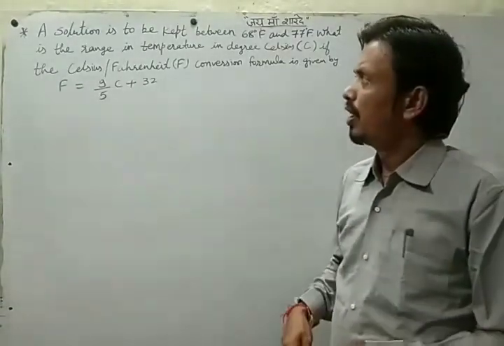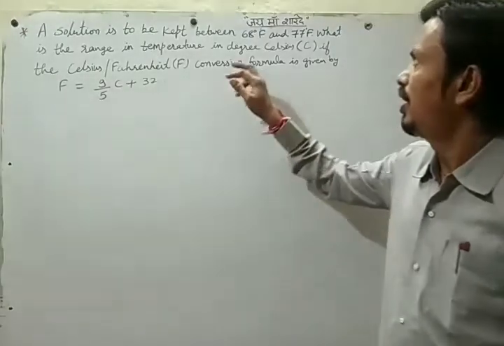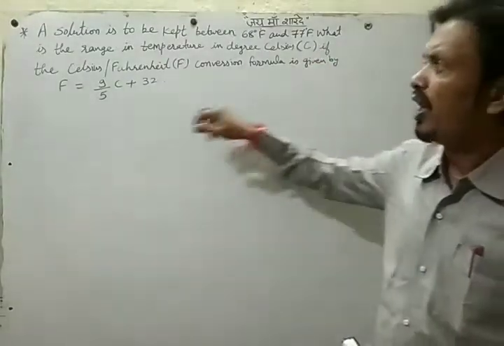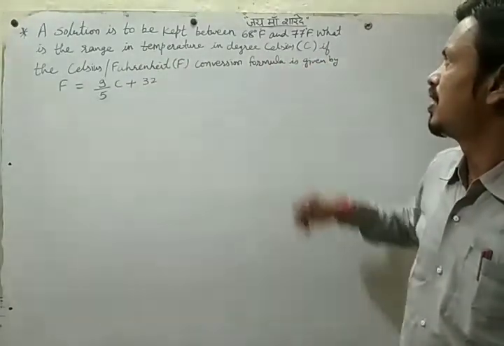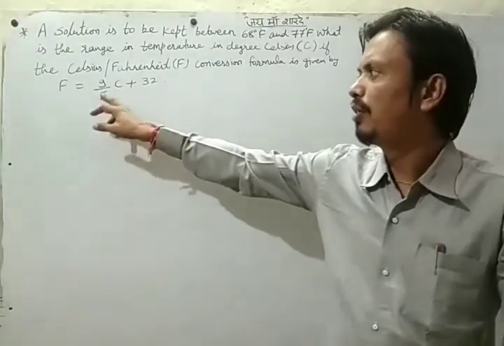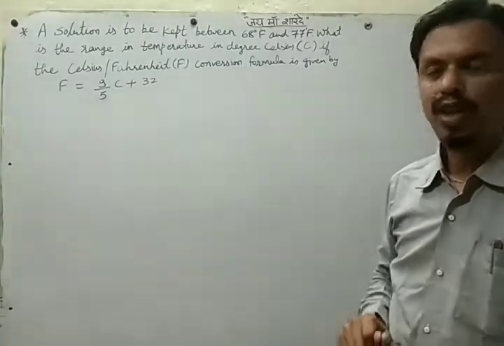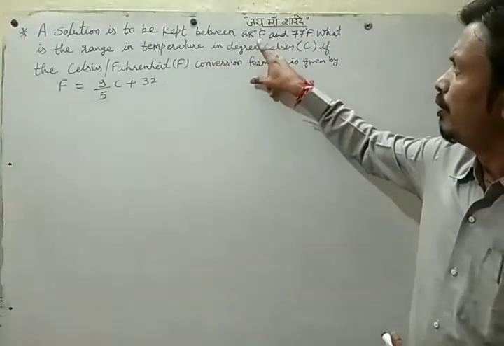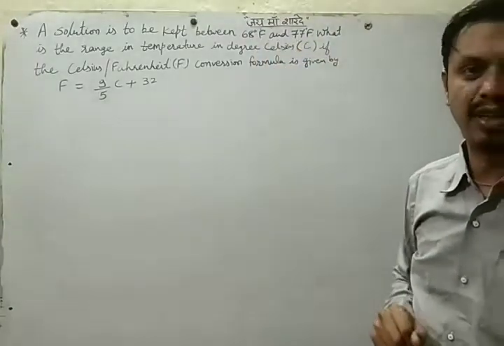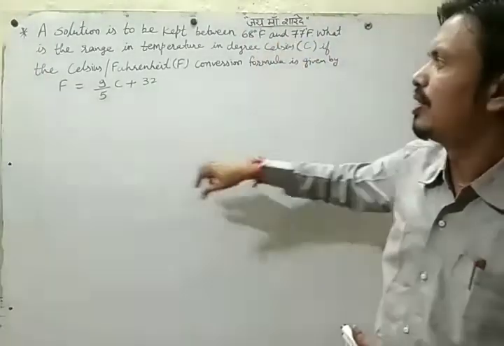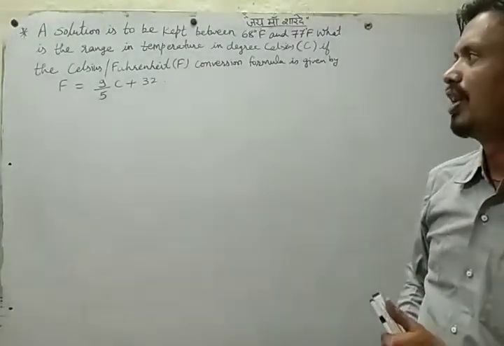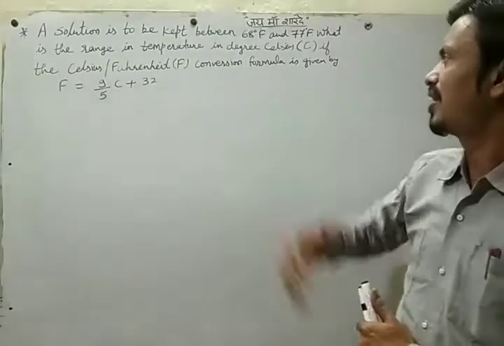So, the question is: a solution is to be kept between 68 degree Fahrenheit and 77 degree Fahrenheit. So what is the range in temperature in degree Celsius? If the Celsius and Fahrenheit conversion formula is given by F = 9/5 C + 32. One solution is to be kept between 68 degree Fahrenheit and 77 degree Fahrenheit. So what should be its range if we want to keep it in Celsius?